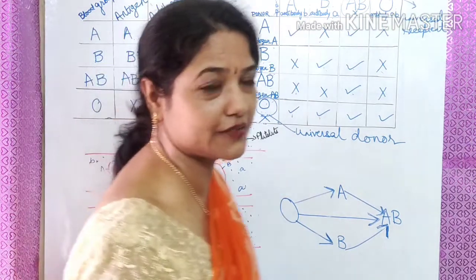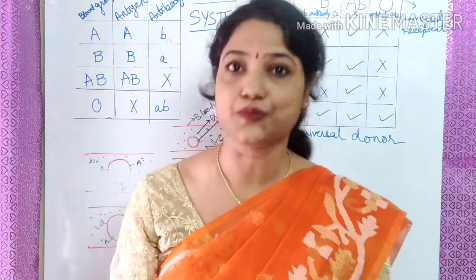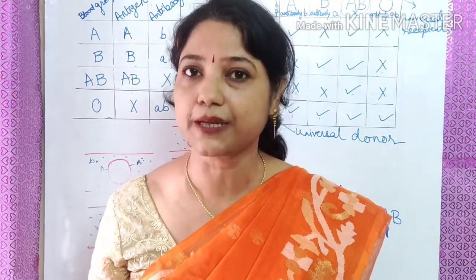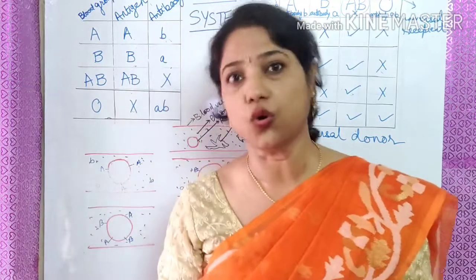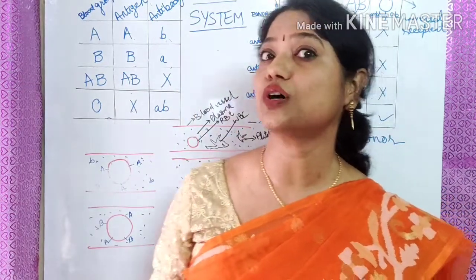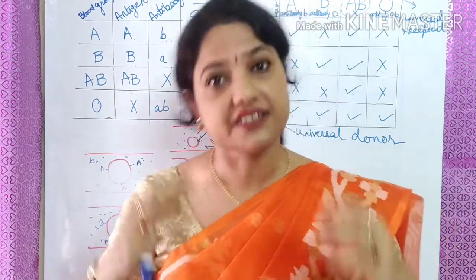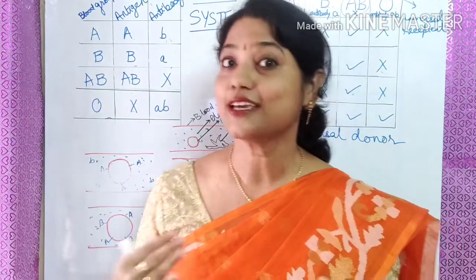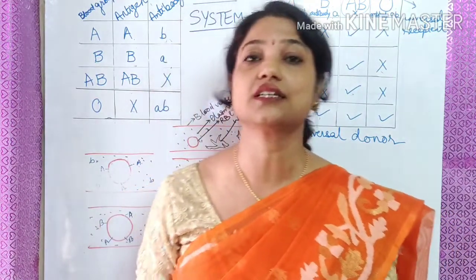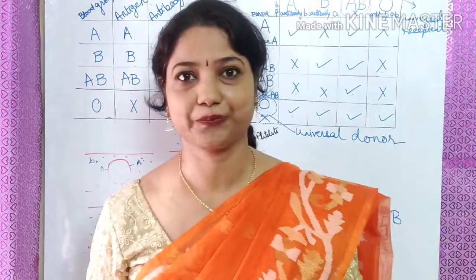So what we have seen is that blood group O can donate its blood to all other blood groups, that is blood group A, B, AB, and O itself. So blood group O is called the universal donor, and blood group AB can receive blood from all other blood groups, so blood group AB is called the universal recipient. So this is all about the blood groups, children.